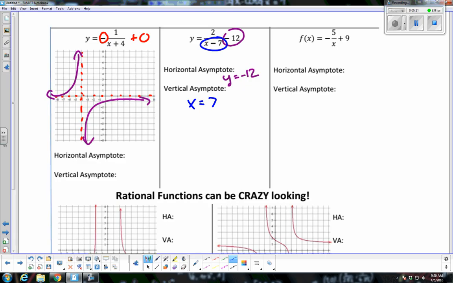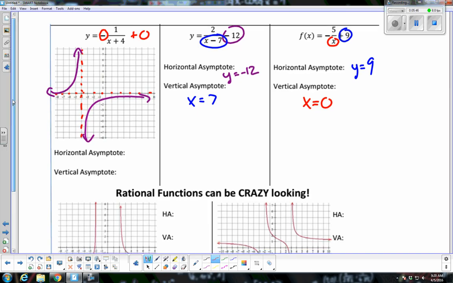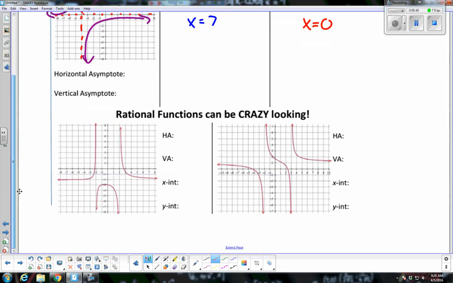Let's take a look at this one over here. So this one has a negative, but does that throw off my asymptotes? It doesn't. My asymptotes are still the same. So in this case, I have my +9, which would mean I have y equals 9. And then in this case, it's just an x by itself. If it's just an x by itself, we know it's x equals 0. It's going to be my asymptote there. The negative really doesn't matter as far as the asymptotes. It does for the graph, but it doesn't for the asymptotes. Let's bring it on down here and look at some different functions.